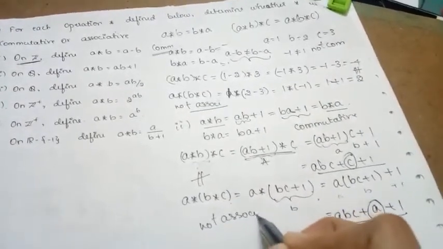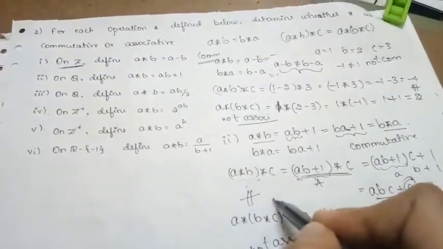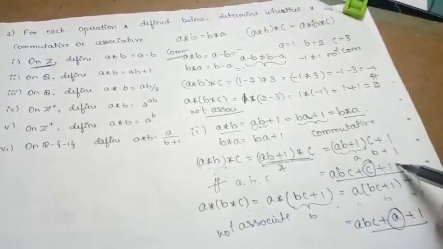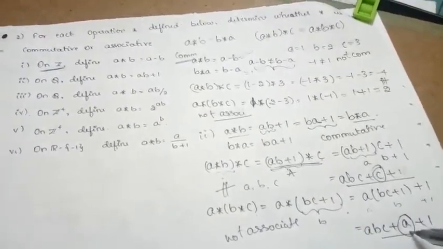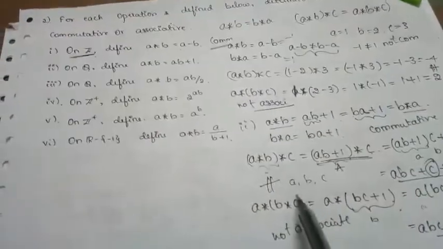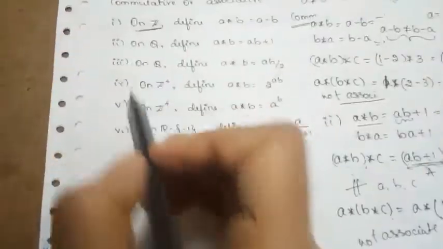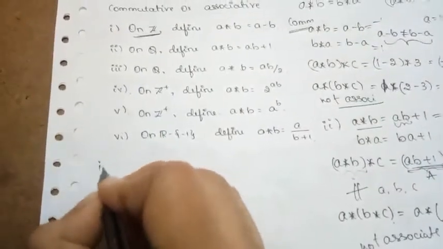So you no need to verify this like this itself. Suppose you take some values for A, B and C, at that time also you can verify by taking any random example that LHS is not equal to RHS. So this is how we are going to justify our answer. So let us move to the next one, that is the third.